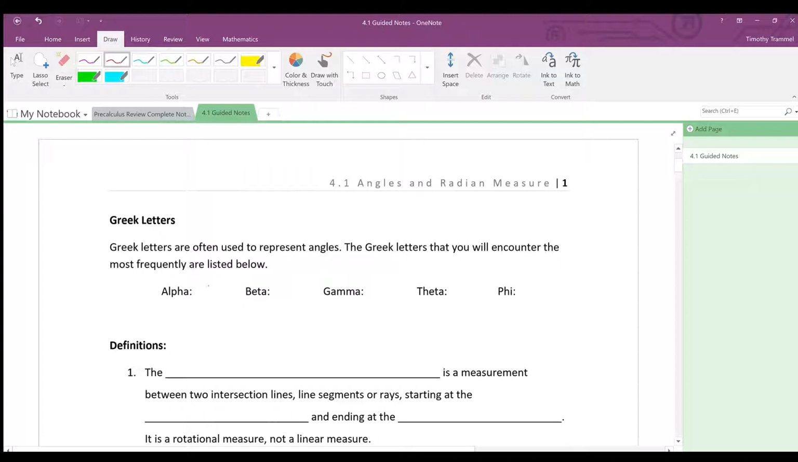So alpha kind of looks like a fish. Beta kind of looks like a bee. Gamma, theta, and phi.